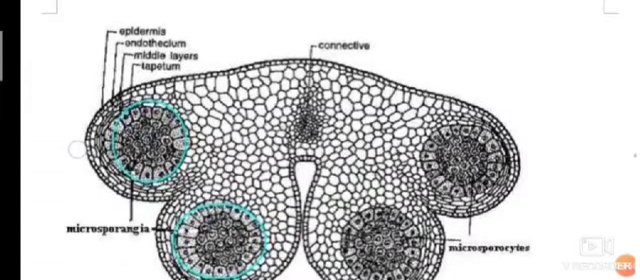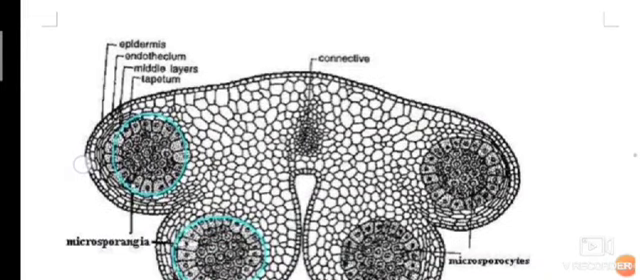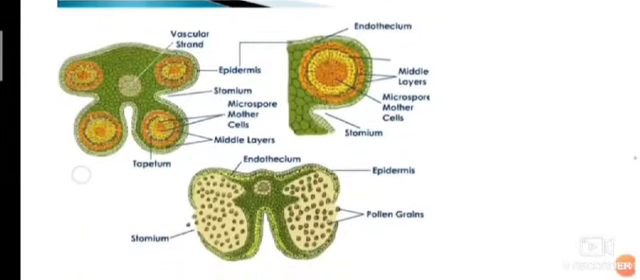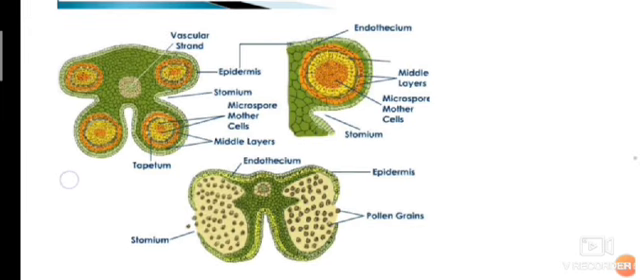The transverse section of a tetrasporangiate anther showing various tissues. See the picture: the central vascular strand is there. The outermost layer is called the epidermis. The stomium is the breaking region. The tetrad of microspores, the microspore mother cells, and the middle layer are also present. The breaking of the stomium bursts the anther wall and pollen grains are released.